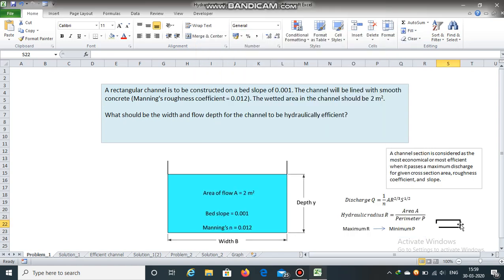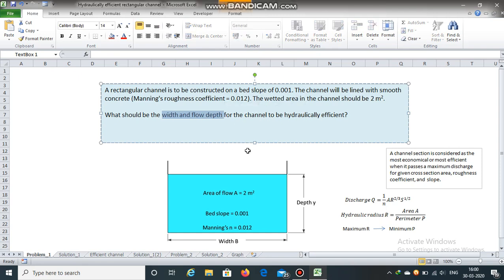A rectangular channel is to be constructed on a bed slope of 0.001. The channel will be lined with smooth concrete with Manning's roughness coefficient of 0.012. The wetted area in the channel should be 2 meters square. What should be the width and flow depth for the channel to be hydraulically efficient?